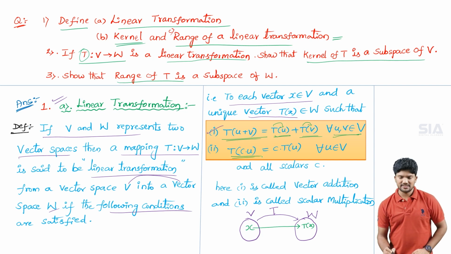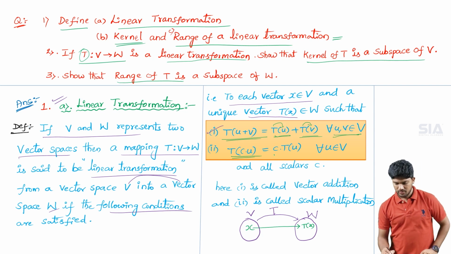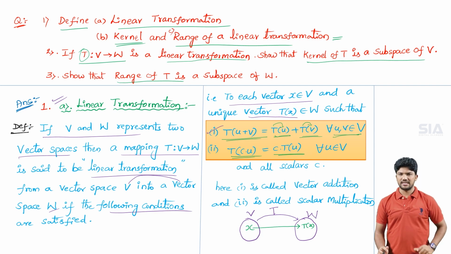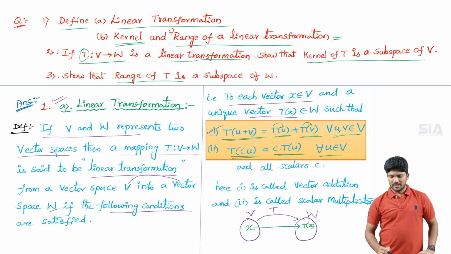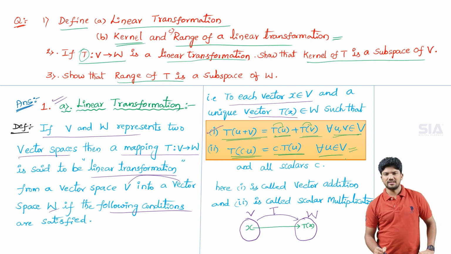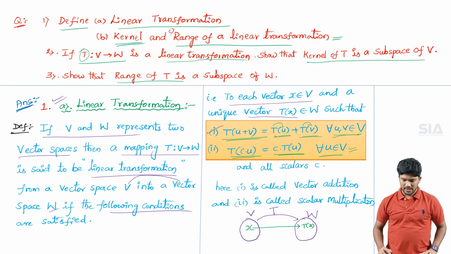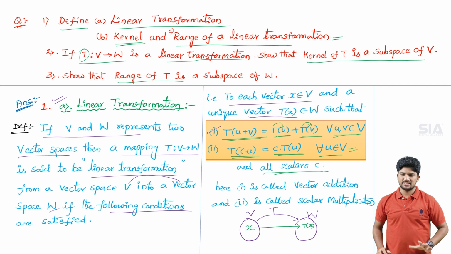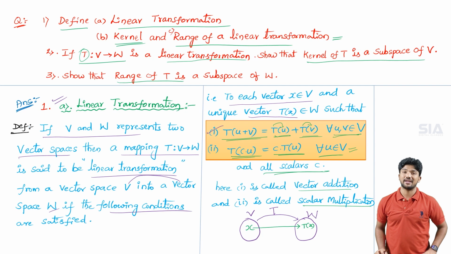The second condition is T of c u equals c times T of u, for all small u belongs to capital V. This condition we can call the scalar multiplication in linear transformation, where small c represents the scalars. Here condition 1 is called vector addition, and condition 2 is called scalar multiplication in linear transformation.